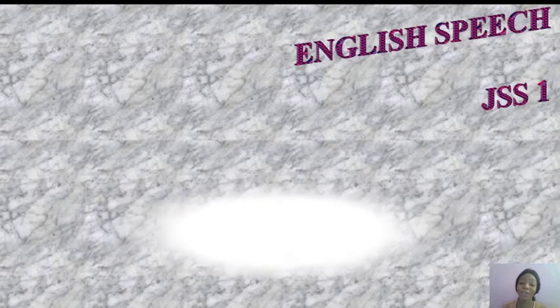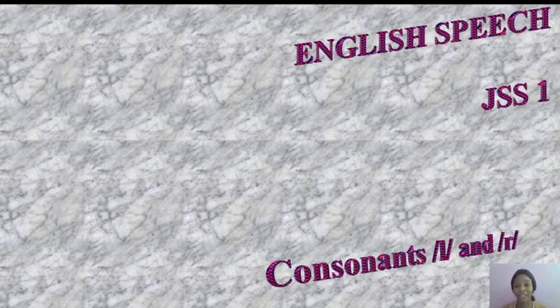So today we are going to be looking at consonants, but we are not going to be looking at all the consonant sounds. We are just going to be looking at two consonant sounds: the L sound and the R sound. Meanwhile, that's not how the sound is being articulated. L is a letter, R is a letter. I am just pronouncing them in that manner so you would know that those are the sounds that we are looking at. The L sound and the R sound.